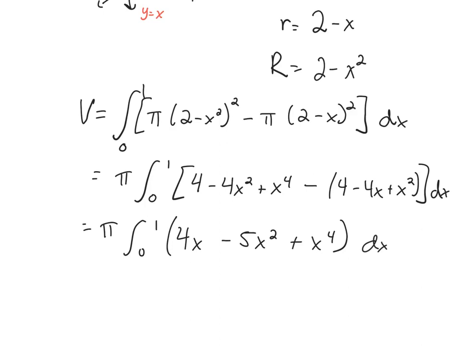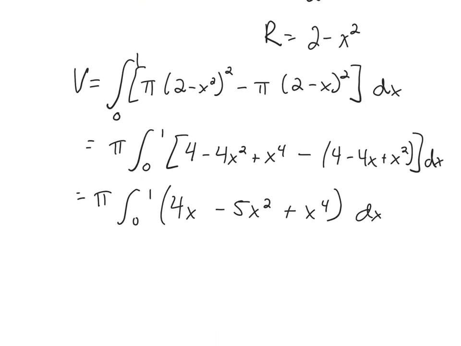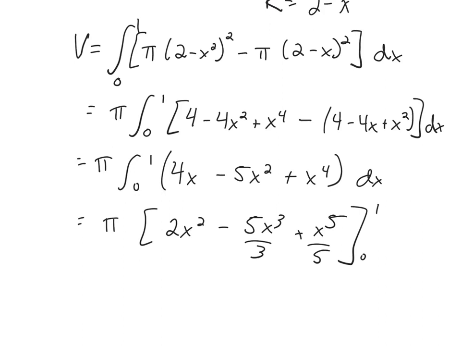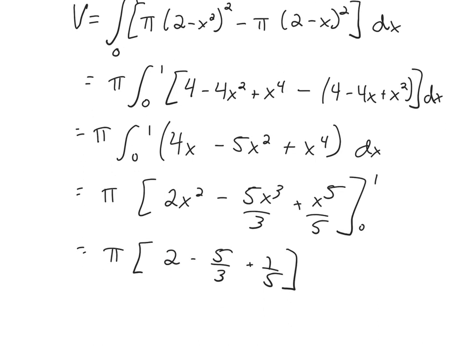And this is just a polynomial. Integrating it is not difficult. We just do our reverse power rule where we add 1 to the power. So you should be getting pi times 2x squared minus 5x cubed over 3 plus x to the 5th over 5, from 0 to 1. When I plug in 0, those are all 0. So it looks like pi times 2 minus 5/3 plus 1/5. And if you get a common denominator, you would get 8 pi over 15.